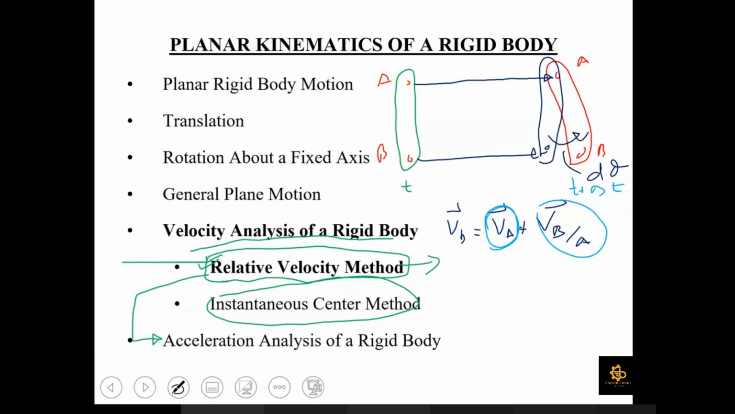Now, since this point B is in pure rotation with respect to point A, we have replaced this VBA by the term omega cross r, which is the relationship for velocity vector for pure rotational case. So we have written it as omega cross R. So the overall equation would become VB equals VA plus omega AB cross R BA. So this is the relative velocity equation which we would be applying on any rigid body undergoing general plane motion to perform the velocity analysis. I hope that all of you remember this equation.